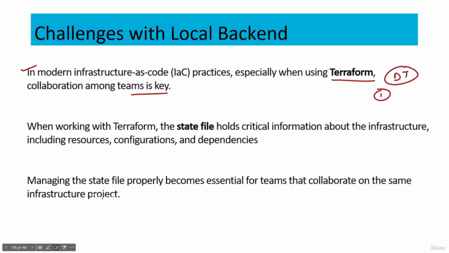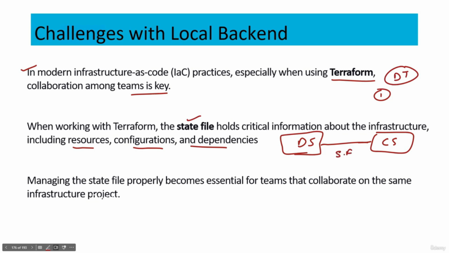When working with Terraform, a state file holds critical information about the infrastructure, including resources, configurations, and dependencies. What is the exact meaning of it? In the initial lecture, we discussed the concept of desired state and current state. The desired state is whatever we have mentioned in our Terraform configuration, and the current state is whatever we have deployed. To balance between the desired state and the current state, we need a state file. So for any configuration, whenever we run terraform plan or terraform apply, each and every time the state file configuration is checked.